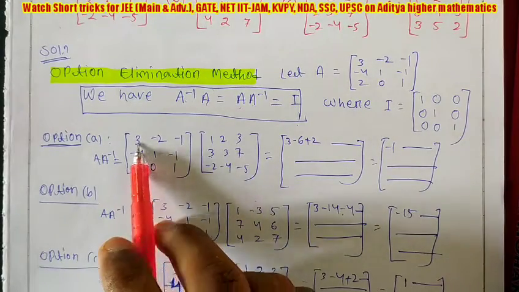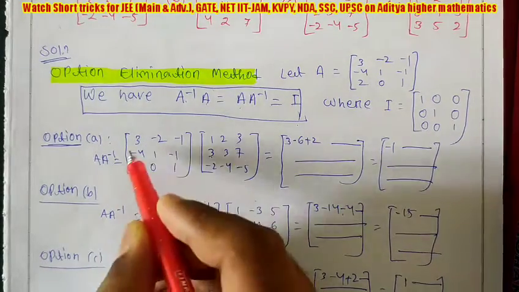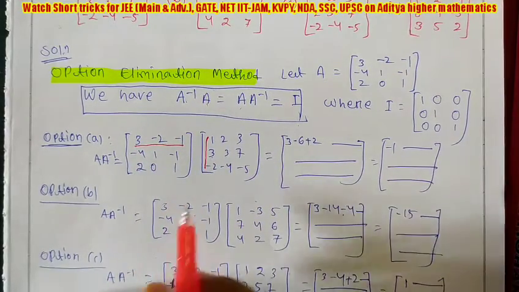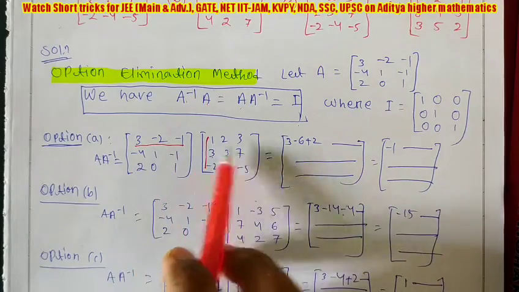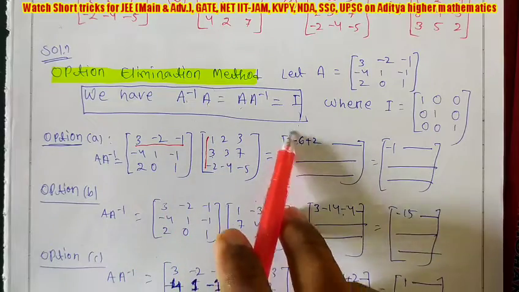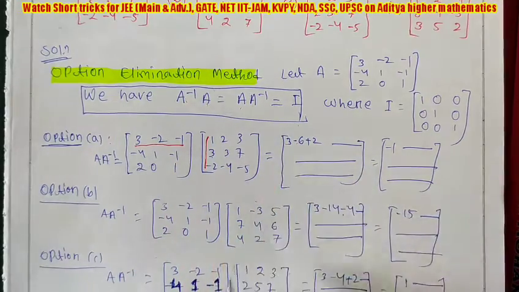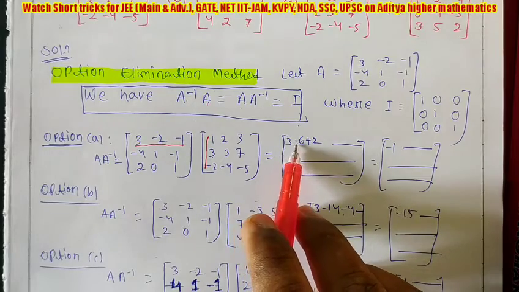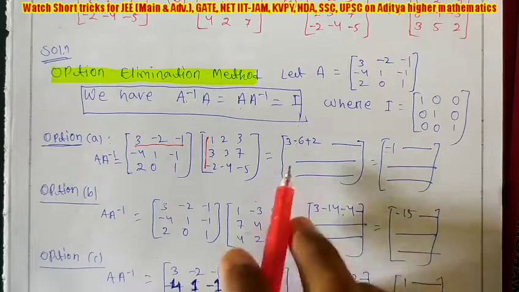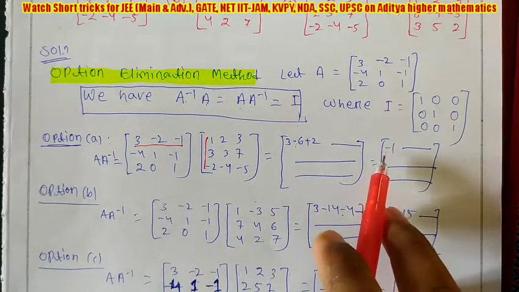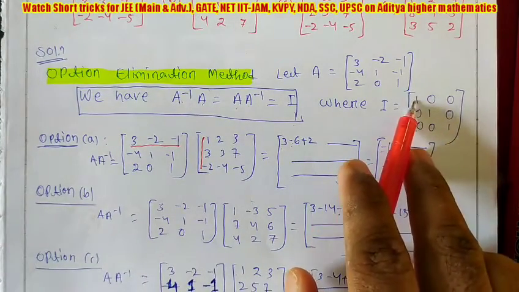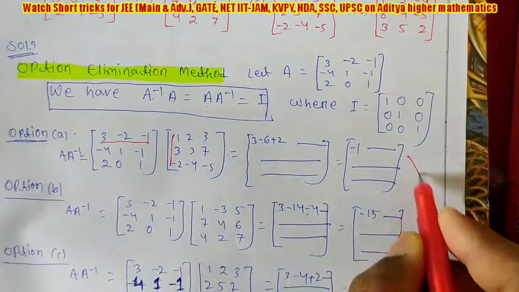Now to multiply matrices, we multiply the corresponding row elements of the first matrix with the column elements of the second matrix. So 3 times 1 is 3, minus 2 times 3 is minus 6, minus 1 times minus 2 is plus 2. After that you add all the elements. What we get is 3 minus 6 plus 2, which is minus 1. Observe that whatever the other elements are, it does not matter. We got minus 1 as the first element, but in the identity matrix the first element must be 1. So this option is not correct.